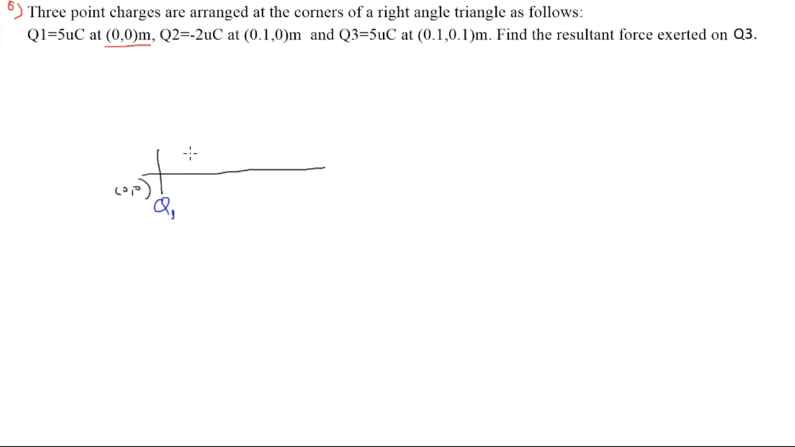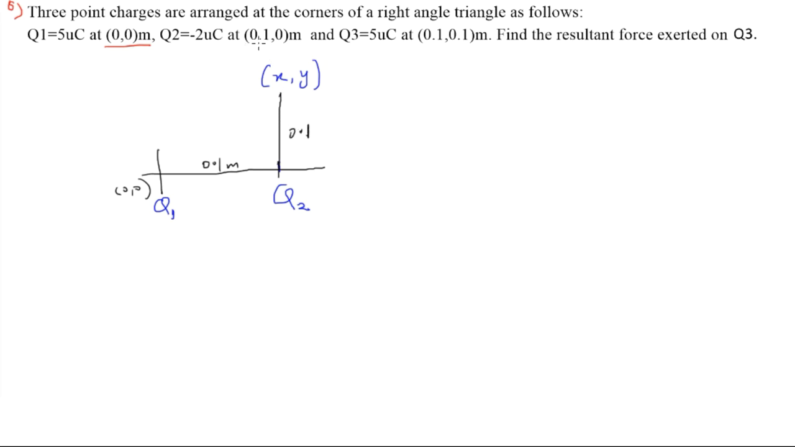Then we have charge q2 at, you know, the coordinate system is always written such that the first one is the x-axis and the second one is y. So on the x-axis we have 0.1, that means from this point to this point there is 0.1 meters. This will be charge q2, and y is 0, so it is still on this line. Now we also have charge q3, which is at x of 0.1 meter, that's this spot, and y of 0.1 meter. That means I need to move up 0.1.